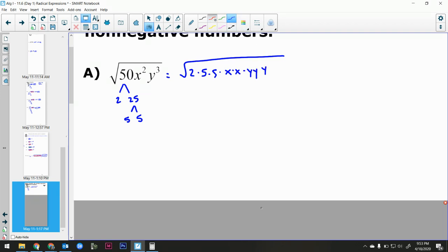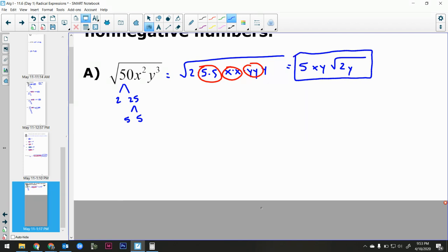Okay, so let's buddy up. Got a buddy of the 5s, an x coming out, and a y coming out. Okay, so a 5 comes out, an x comes out, a y comes out, and then what's left over on the inside? The 2 and the y left over on the inside. And that's my answer.